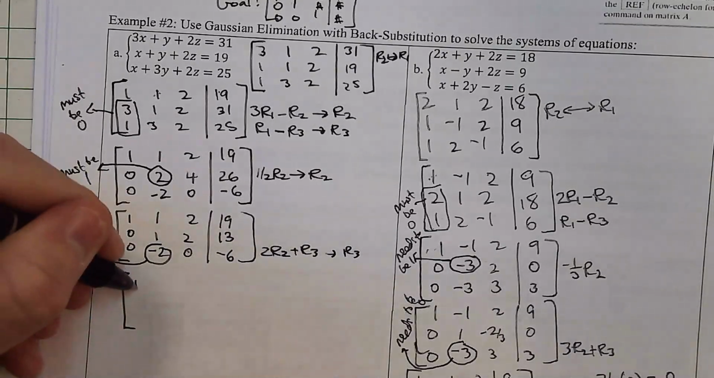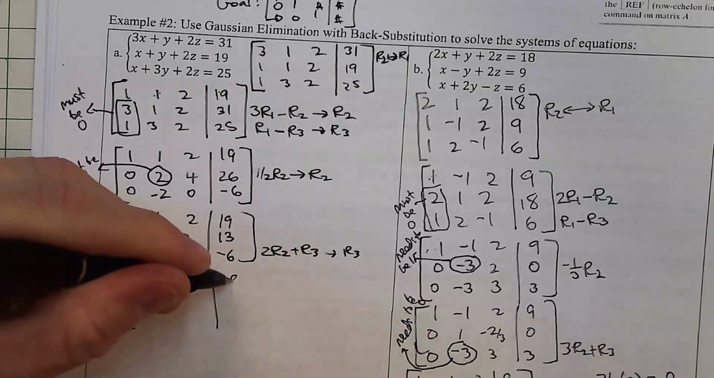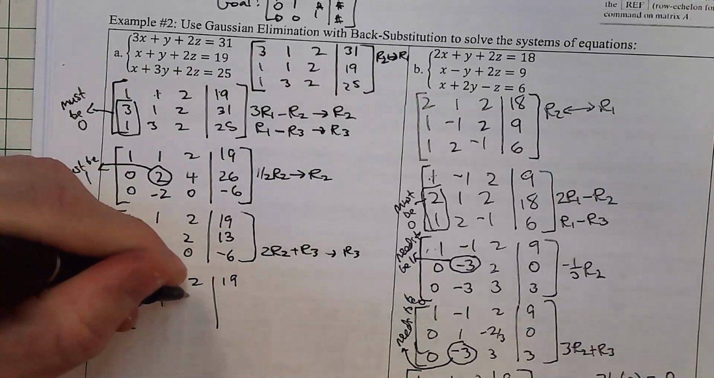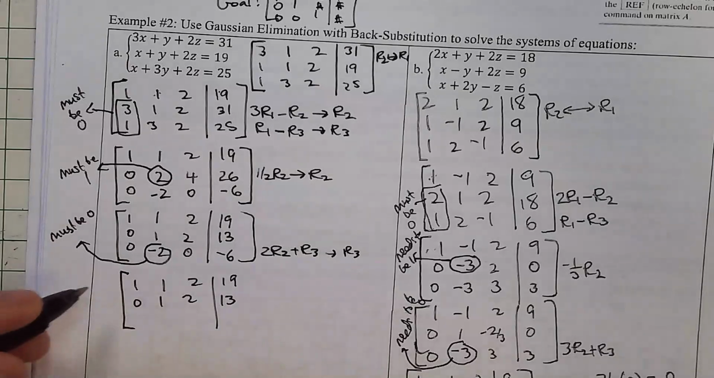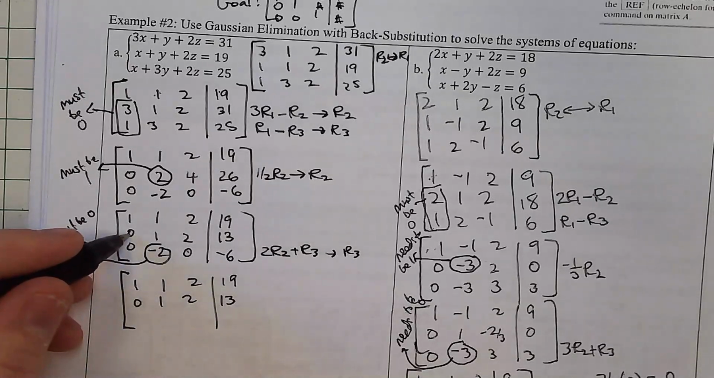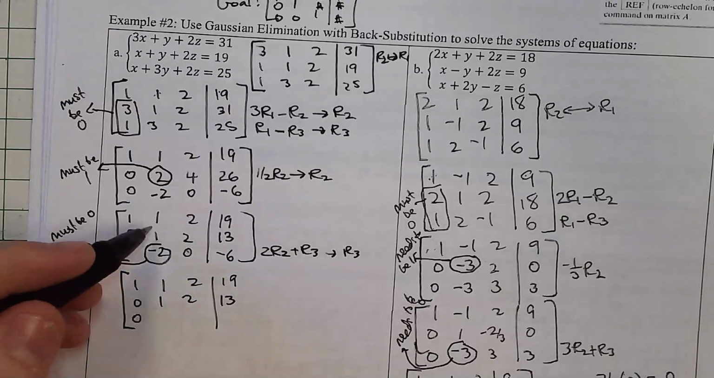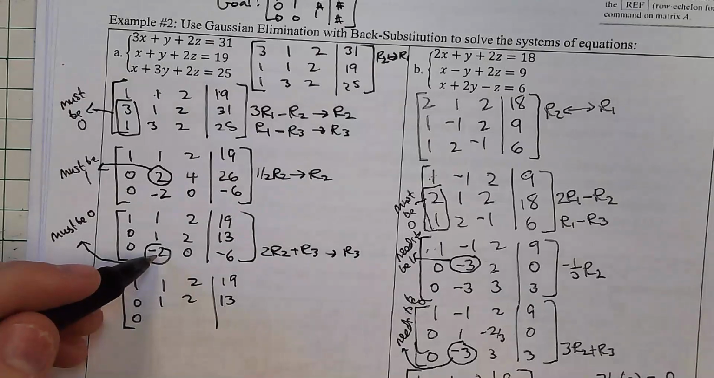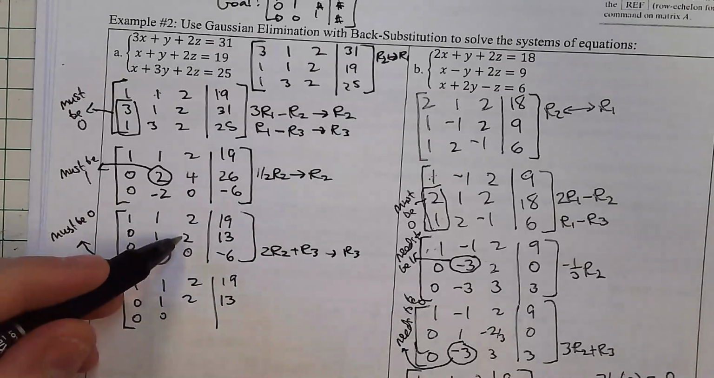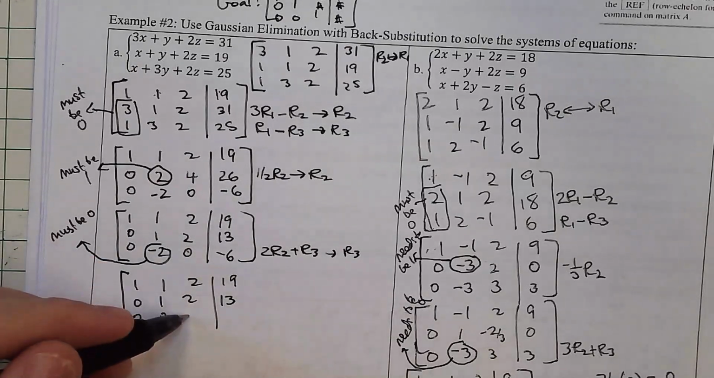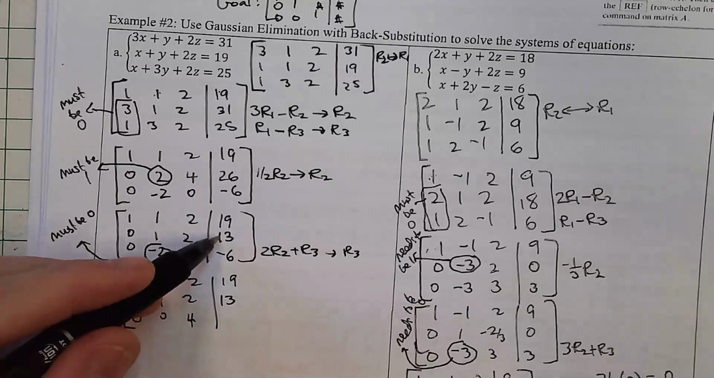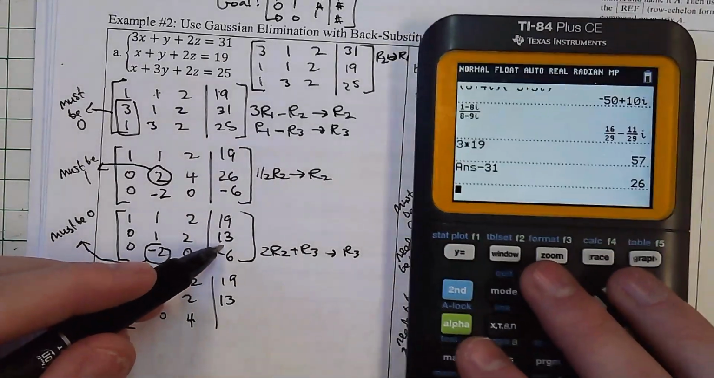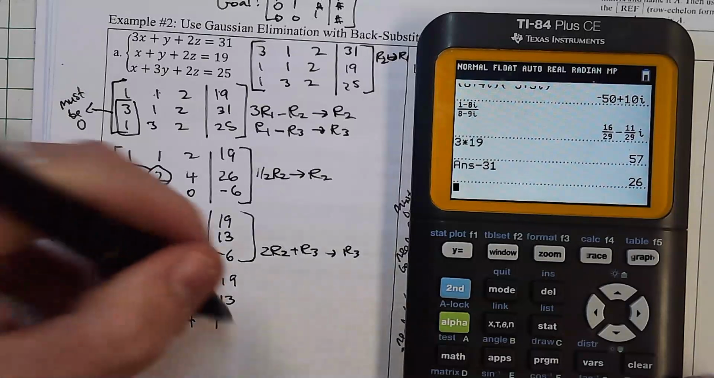So the first row is not going to be affected. The second row is not going to be affected. So 2 times 0 is 0 plus 0 is 0. 2 times 1 is 2. 2 plus -2 is 0. 2 times 2 is 4. 4 plus 0 is 4. 2 times 13 is 26. 26 plus -6 is 20.